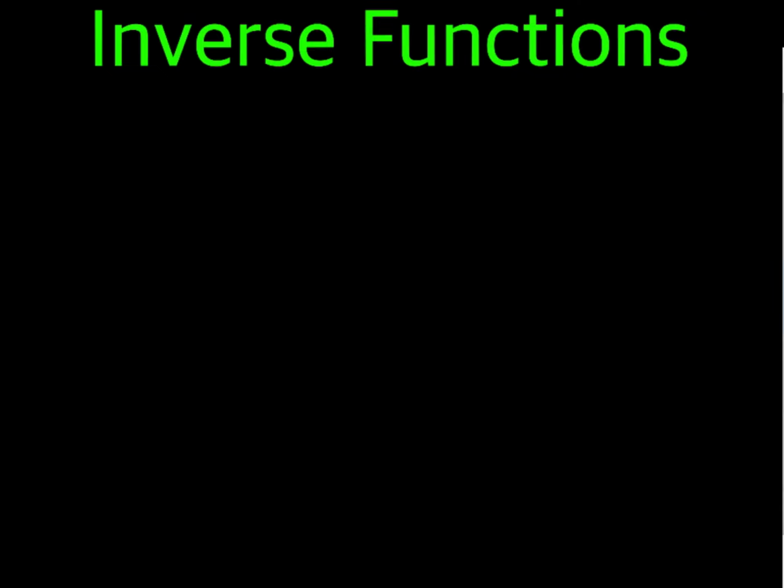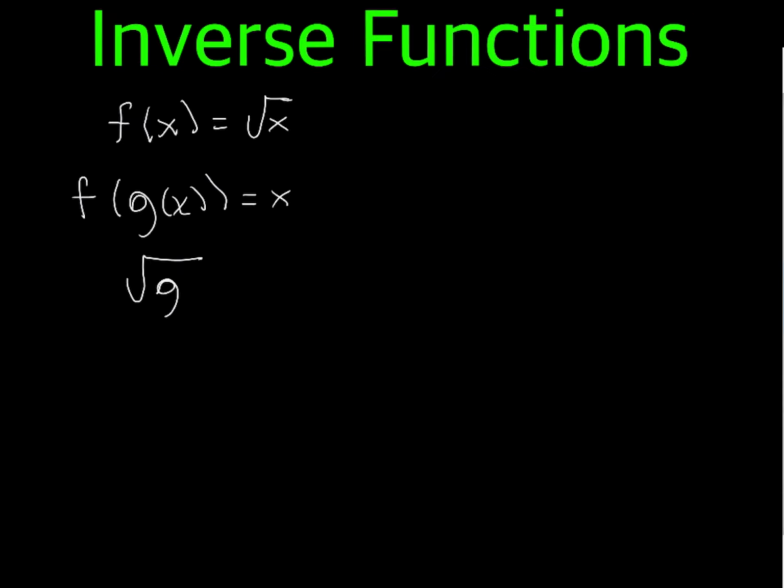Now let's talk about one more case of inverse functions where it can get slightly tricky. Let's say we had f of x equals the square root of x. What is the inverse of this function? Well, let's use our example. We've got f of g of x is always equal to x. F of x is the square root of x, so we have the square root of g of x equals x. We square both sides, we get g of x equals x squared.